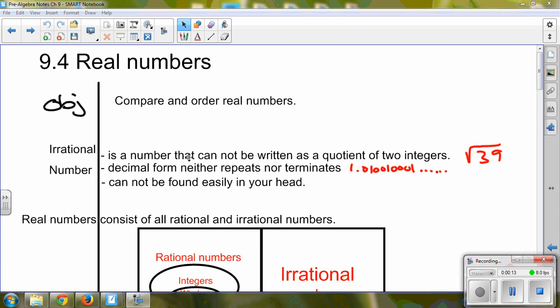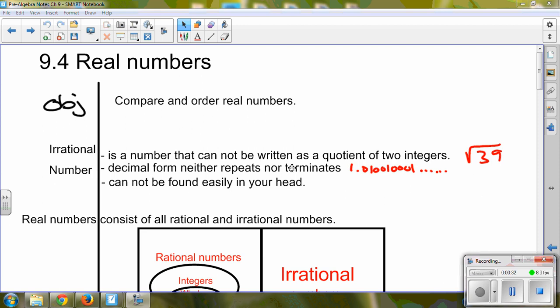An irrational number is a number that cannot be written as the quotient of two integers, kind of like the square root of 39 here. That also goes with can't be found easily in your head, so you can't find the square root of 39 easily. Therefore, you can't make it into a quotient or a fraction easily.